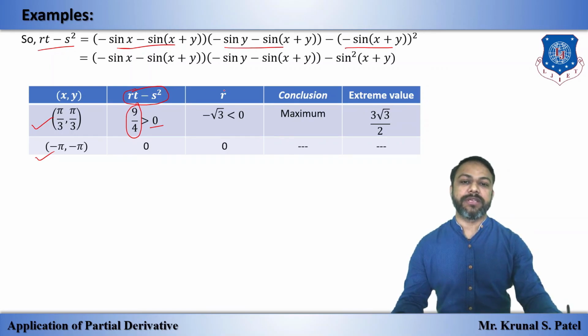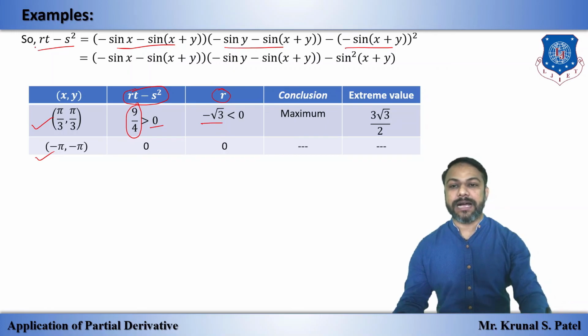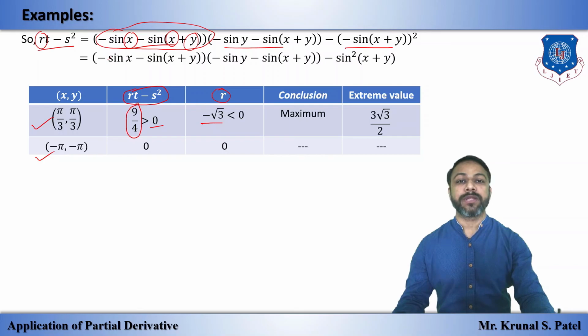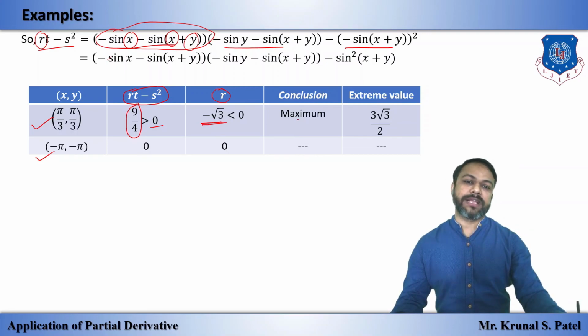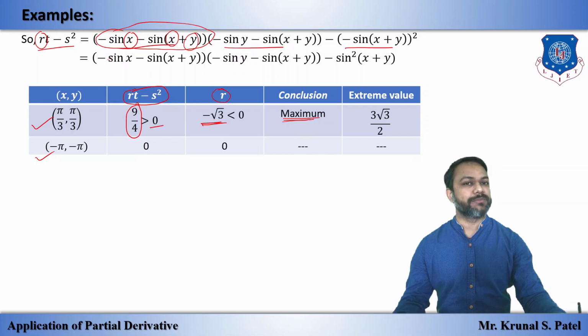If RT minus S square is greater than 0, we can say that the given function is either maximum or minimum. Then we check R. Here R is this one, the first bracket. R is negative because both terms are minus. We have to put pi by 3 here, and pi by 3 plus pi by 3, so 2 pi by 3, sine pi by 3, that means sine 60, root 3 by 2. So R is negative, and we can say that the function is maximum.